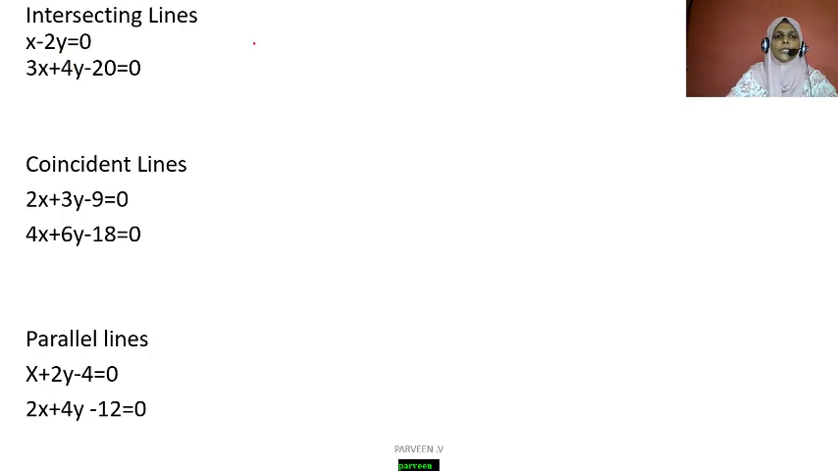Let us just consider their coefficients. Just now as we discussed, let me write out a1 here. In x minus 2y, a1 is 1. b1 is minus 2. c1 is equal to 0. Now in the second equation, a2 is equal to 3, b2 is equal to 4, c2 is equal to minus 20.